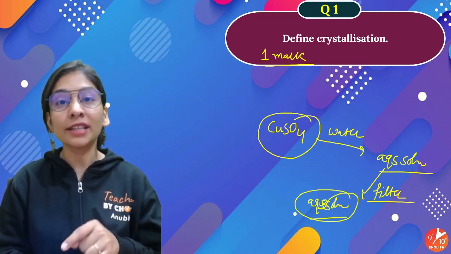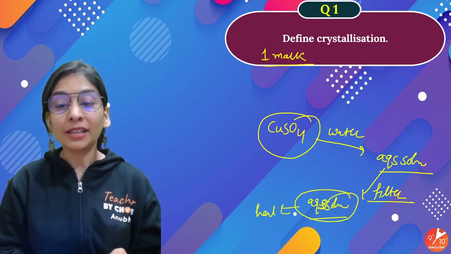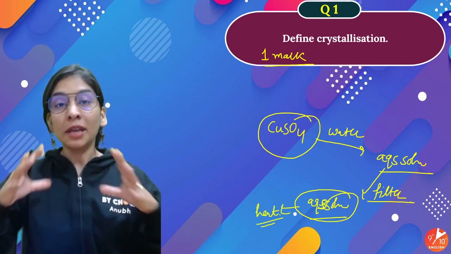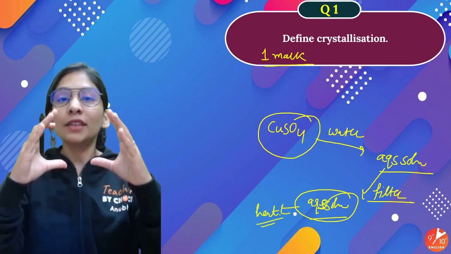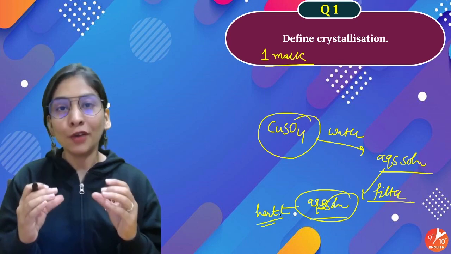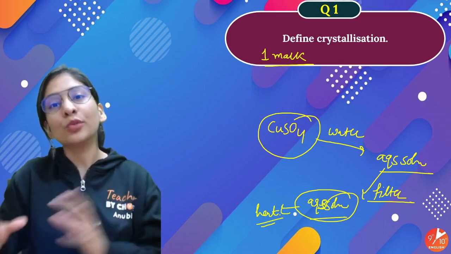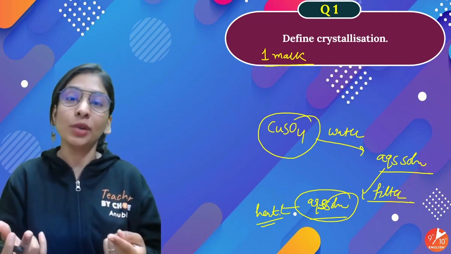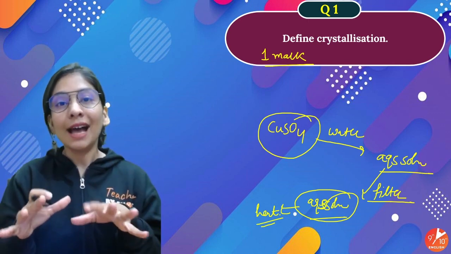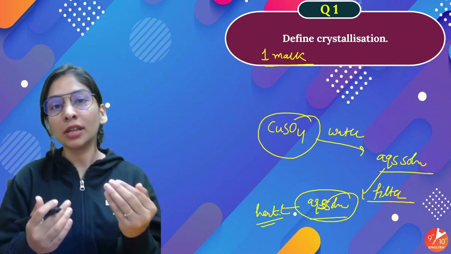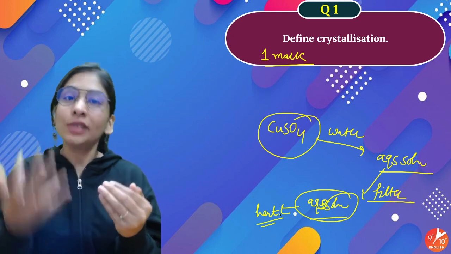What will I do next? I'll heat it to make it a super saturated solution. That means I'll heat it in such a way that the volume reduces to half, and then I'll try to cool it. What am I trying to do here? Heating and then cooling it. I am making a super saturated solution so that no more solute can be added.